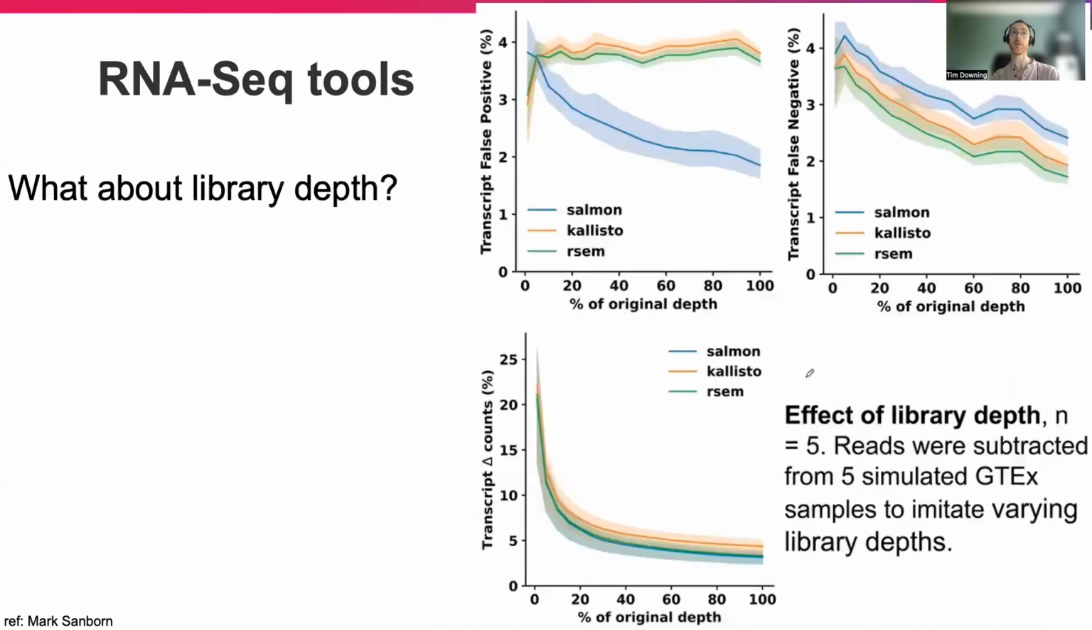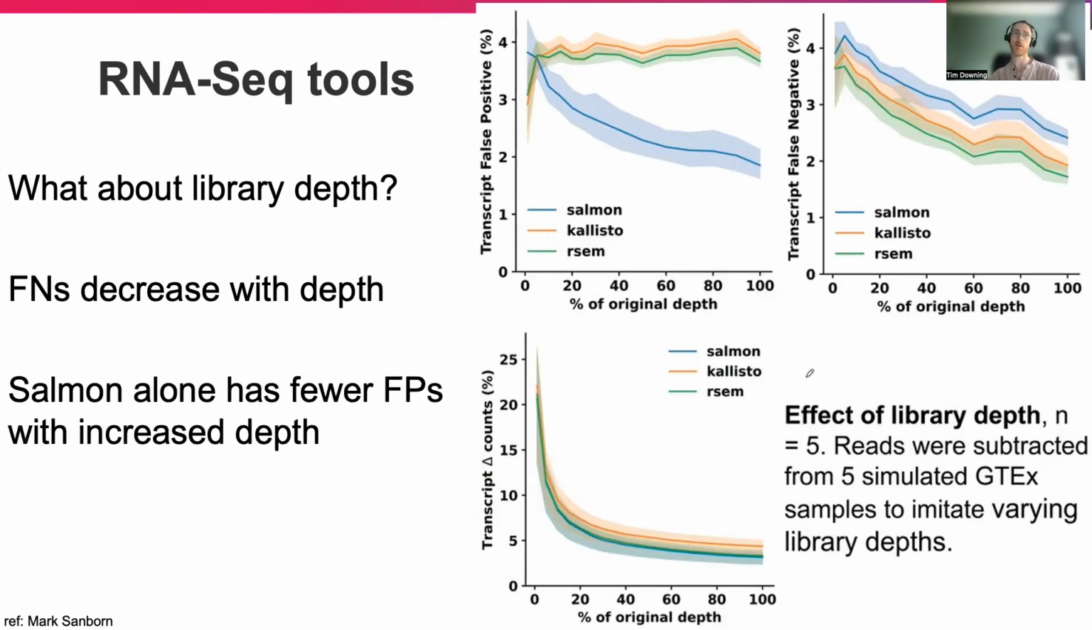If we toggle read depth as well, we see that false negatives decrease with depth as expected. And this tends to improve most for Salmon compared to the others. So you can see the percentage of the original depth here. As we increase the depth, it goes down for Salmon, whereas for Kallisto or RSEM, it doesn't really make a difference. And if we look at the transcript false negatives, they all decline in parallel. And if we look at transcript counts, again, the accuracy improves as we get more depth.